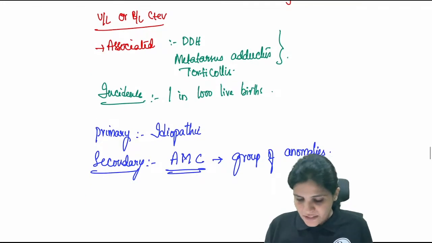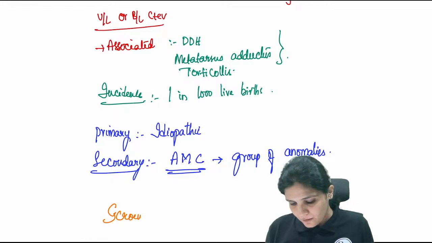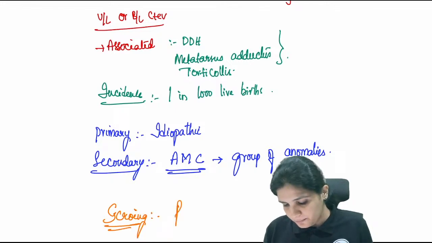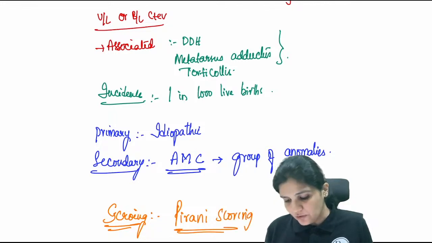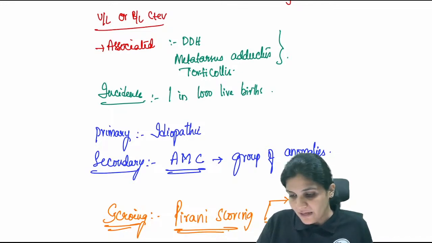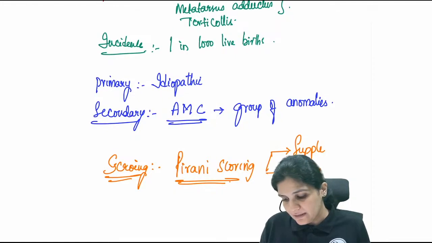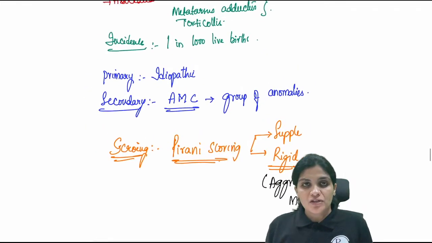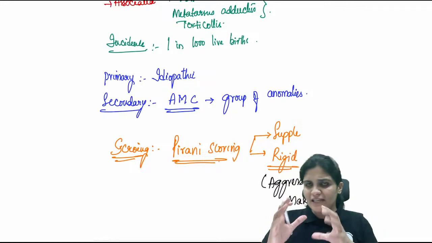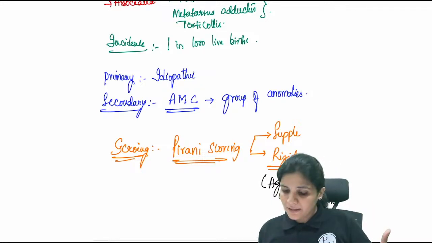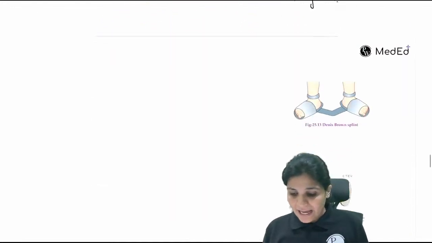So how is the CTEV scored? Once you see the baby with CTEV, you do Pirani scoring. So you will tell whether this is a supple CTEV or a rigid CTEV, right? If it is supple, you can manage it with general treatment, because it is really malleable. If it is rigid, then you have to give aggressive management.